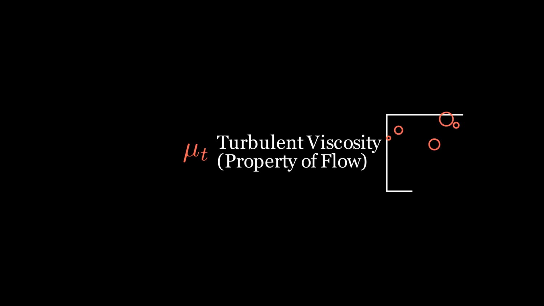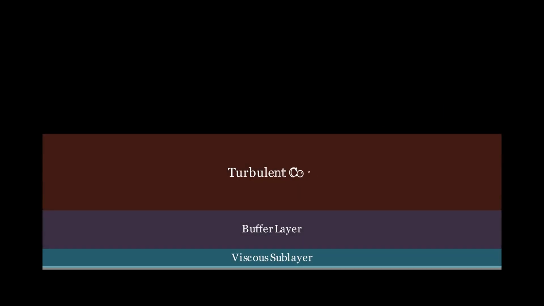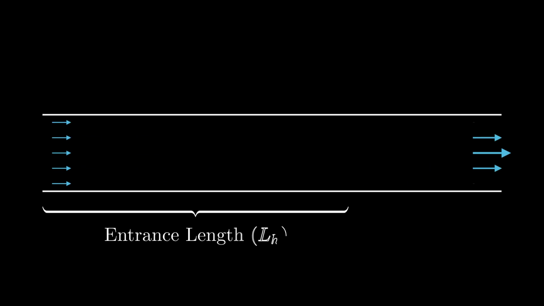To calculate this, engineers use turbulent viscosity. Unlike regular viscosity, which is a property of the fluid, this is a property of the flow itself. When fluid touches a wall, it sticks. In turbulent flow, this boundary layer has its own anatomy: a tiny viscous sublayer, buffer layer, and the fully turbulent outer layer. When fluid first enters a pipe, it takes time to realize it's in a pipe. This distance is the entrance length.